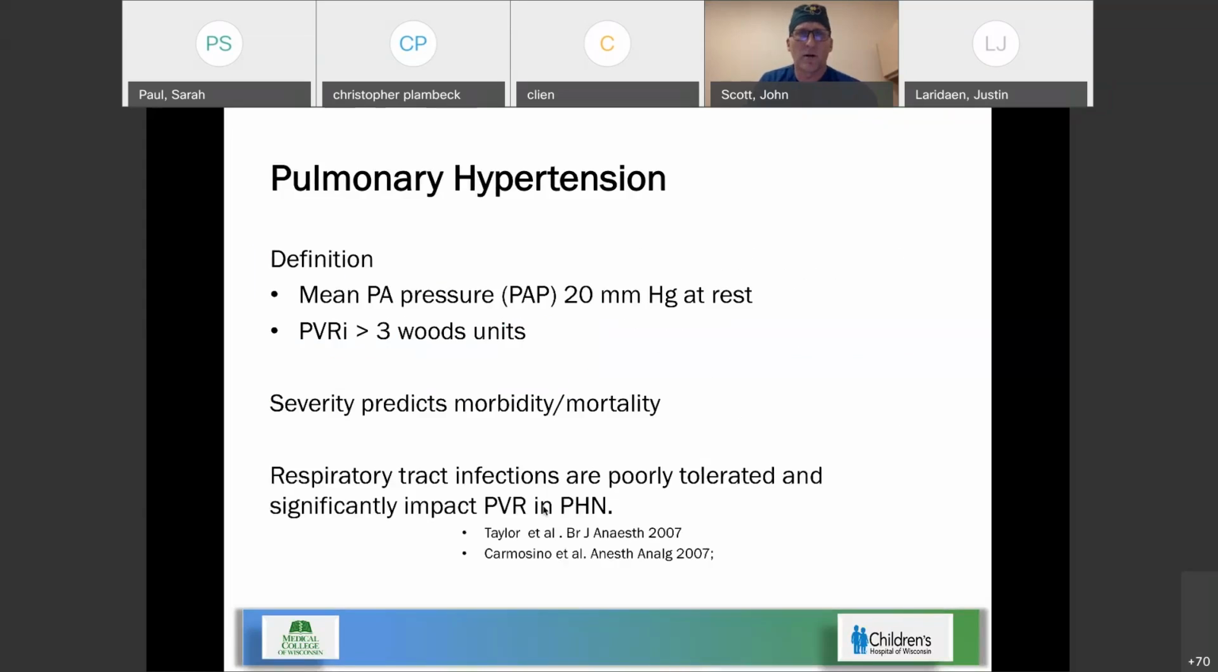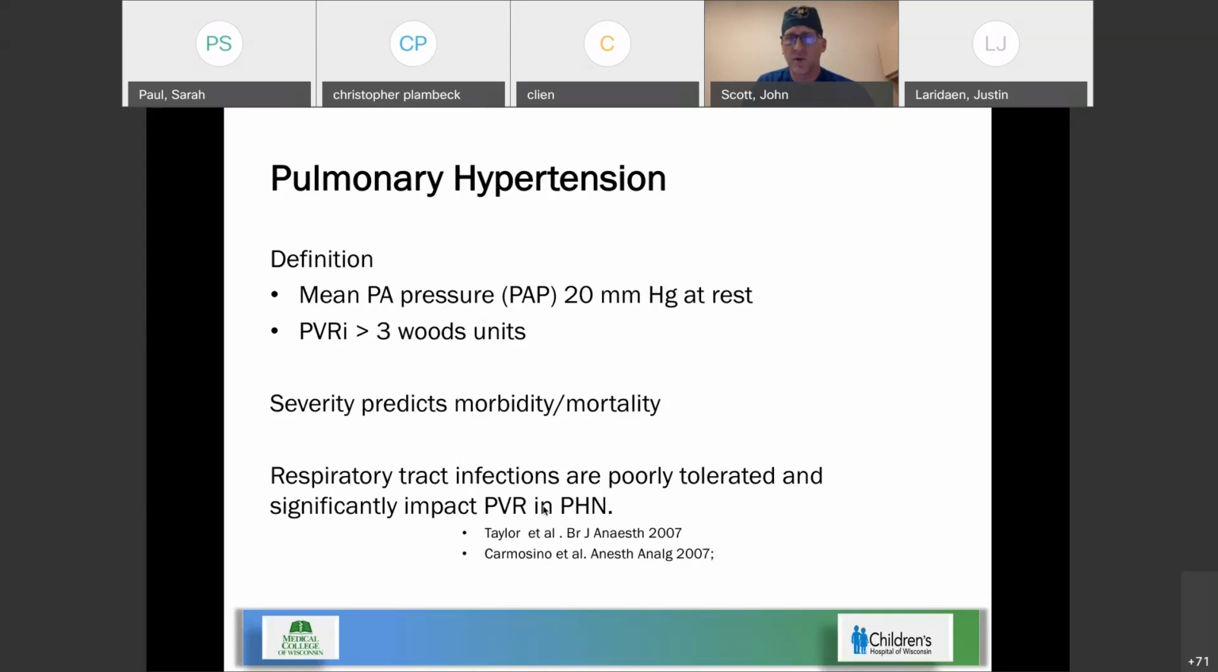The next acquired complication that we want to talk about is pulmonary hypertension, and I think this is only here to highlight a few issues. The first is that the definition of pulmonary hypertension has evolved. It previously had been a mean pulmonary artery pressure of 25 at rest, and after 2019, it's been reduced to 20 millimeters of mercury at rest. The vascular resistance criteria have remained unchanged, which is 3 Wood units, and the PVRI is just adjusted for body surface area.